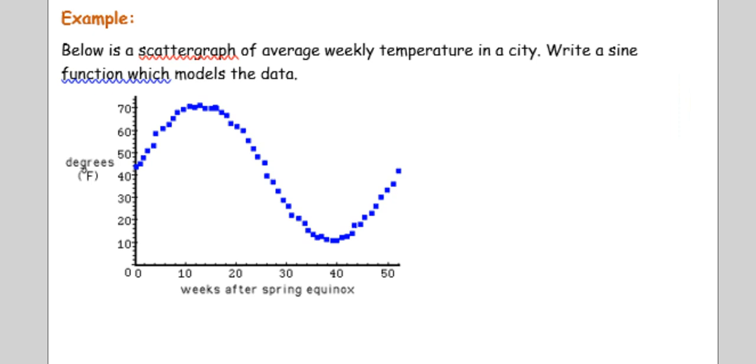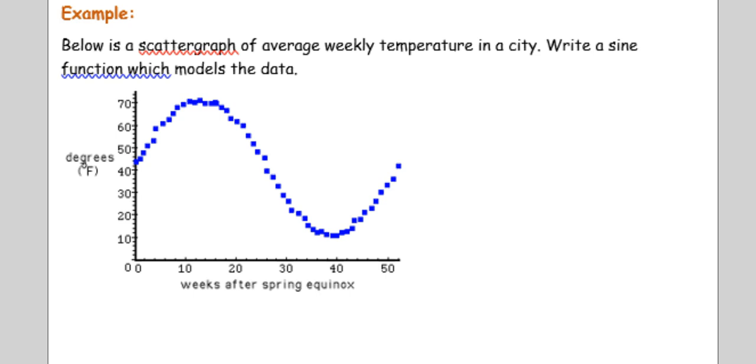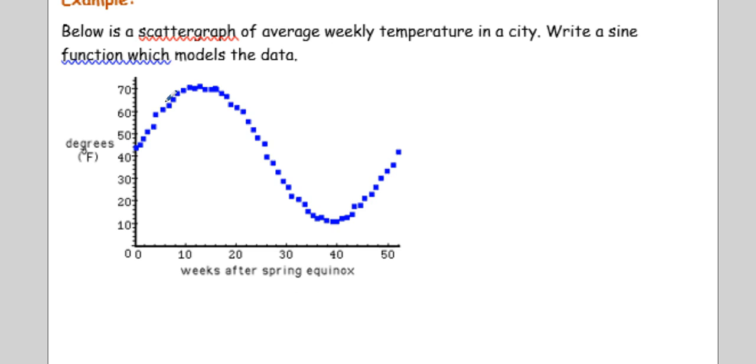Below is a scatter graph. So let's go on the next page. We're actually making a few quick models now. Below is a scatter graph of average weekly temperature in a city. So we're trying to model changes in temperature over a week in a city. What kind of function do you think that would look like? A sine, yeah. Sine would make sense because it starts at the middle, doesn't it?